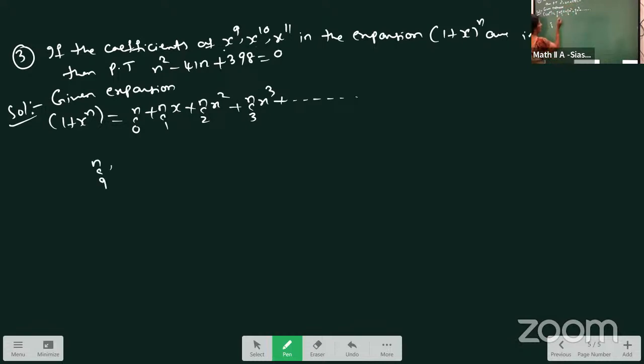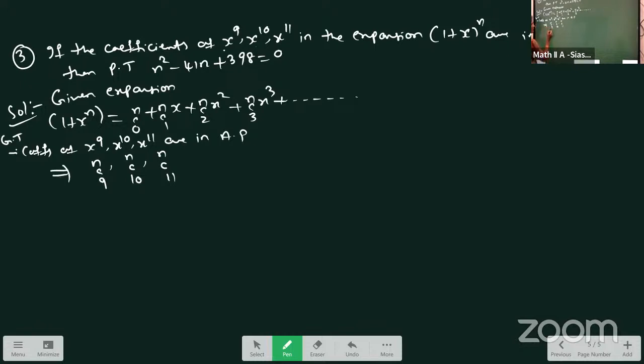NC9, and x power 10 coefficient NC10. X power 11 coefficient NC11. So here you have to mention, therefore, coefficients of x power 9, x power 10, x power 11 are in arithmetic progression, AP. This is the given condition. So it means NC9, NC10, NC11 are in AP.